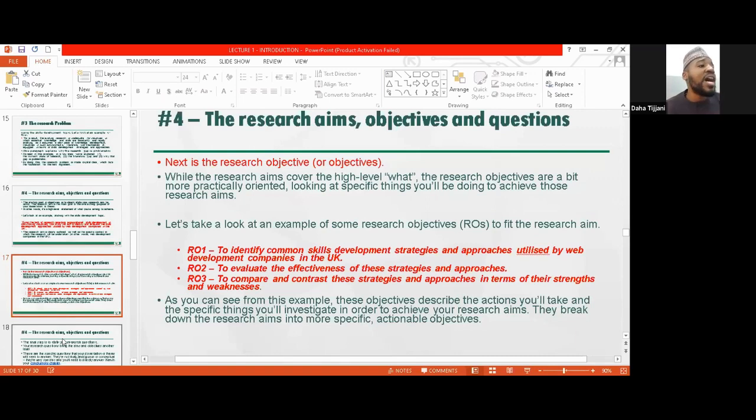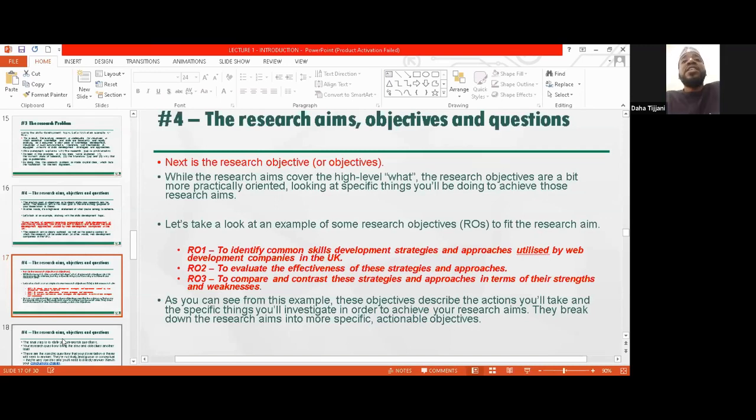For example, here we have RO1. RO1 is research objective 1, research objective 2, and research objective 3. This goes to show you that this study that I'm using as an example for the skill development has only 3 research questions and also 3 research objectives.